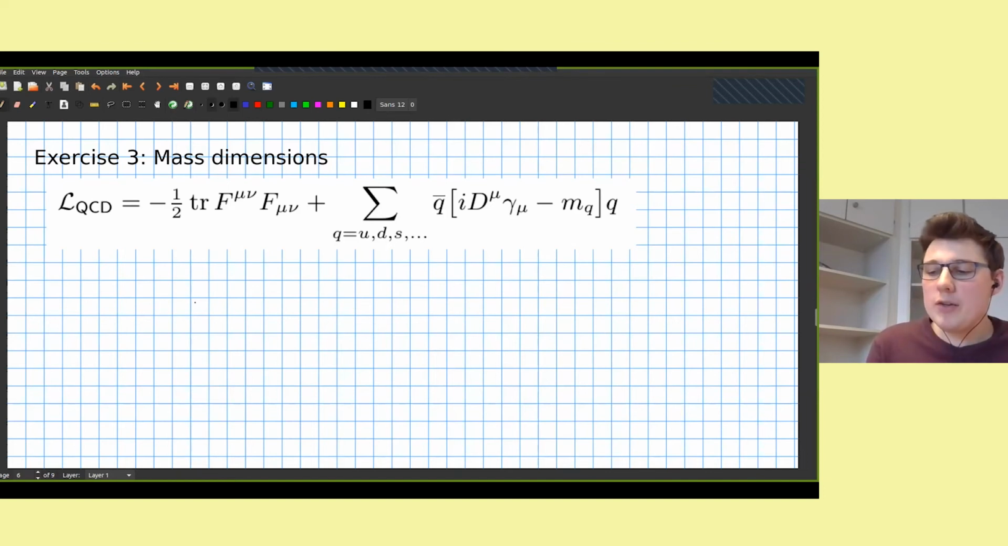However, what we are allowed to assume, and what we should assume actually, is that the action is still dimensionless. And you know that the action involves an exponential of an integrated Lagrangian, like this.